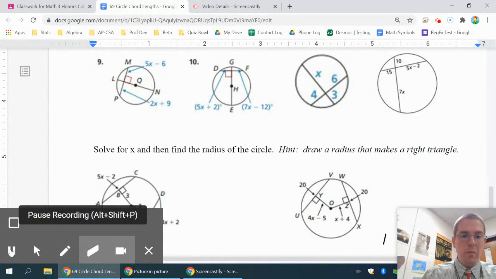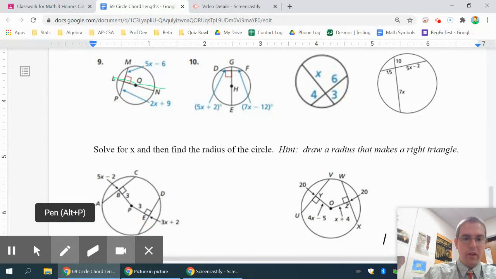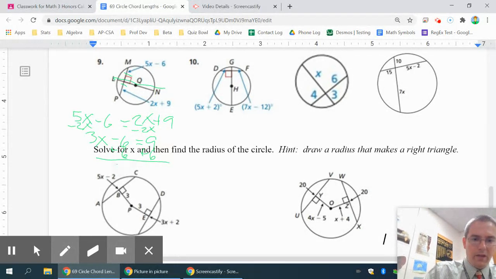Okay, on this next one, remember that LN is a diameter of the circle. That means it is the perpendicular bisector of that chord. So they have it marked as a right angle, but it also turns out that these two pieces are equal. So I can say 5x minus 6 equals 2x plus 9. Then subtract 2x from both sides, so I have 3x minus 6 equals 9. Then I would add 6 to both sides, so that's going to give me 3x equals 15. And then divide by 3, so x is 5.